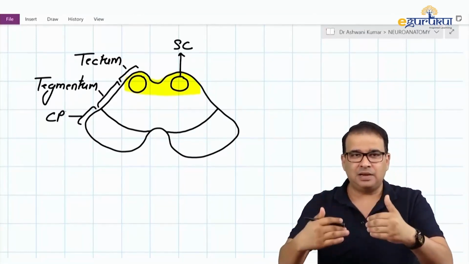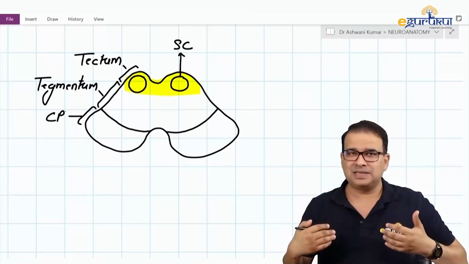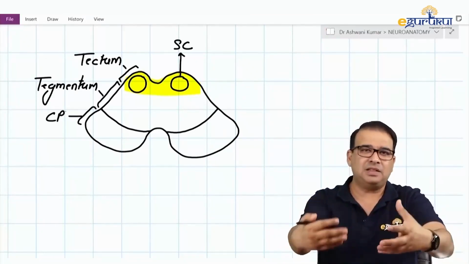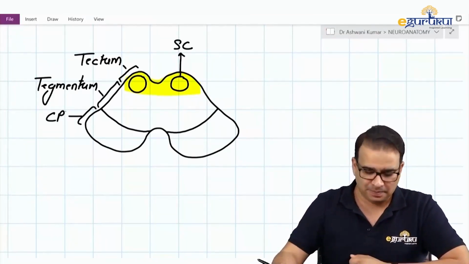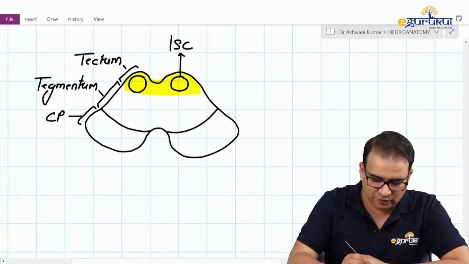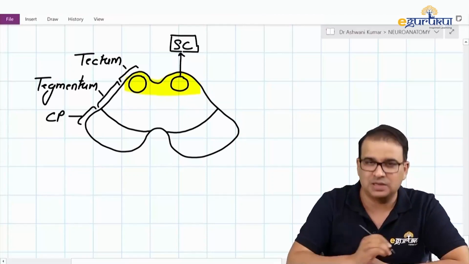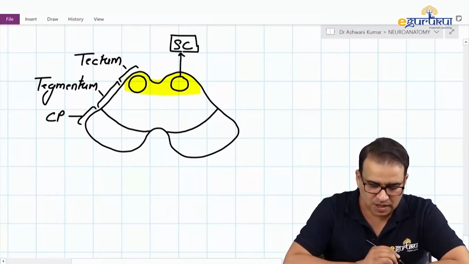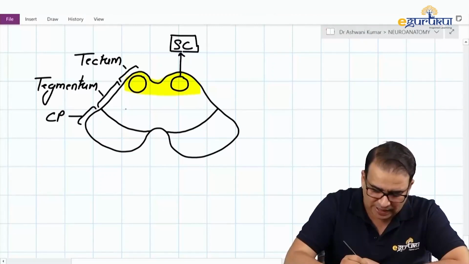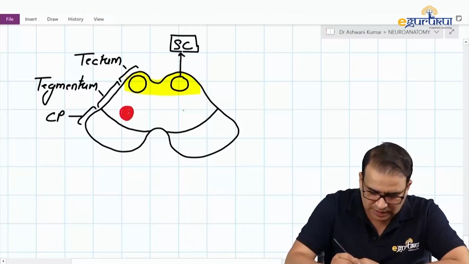So tectum, tegmentum and cerebral peduncle. The dorsal part is tectum, the middle part is tegmentum and the ventral most part here is the cerebral peduncle. And as we said, the section is taken from where? From the superior colliculus of the midbrain. Red nucleus is located in the tegmentum part, guys. You have this huge red nucleus present in the tegmentum part.